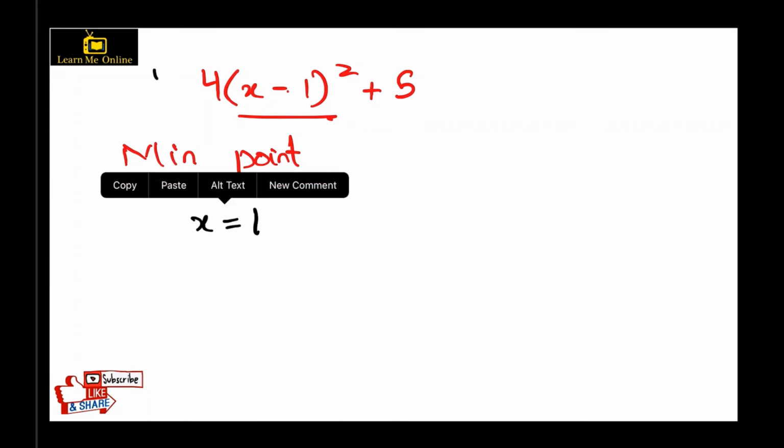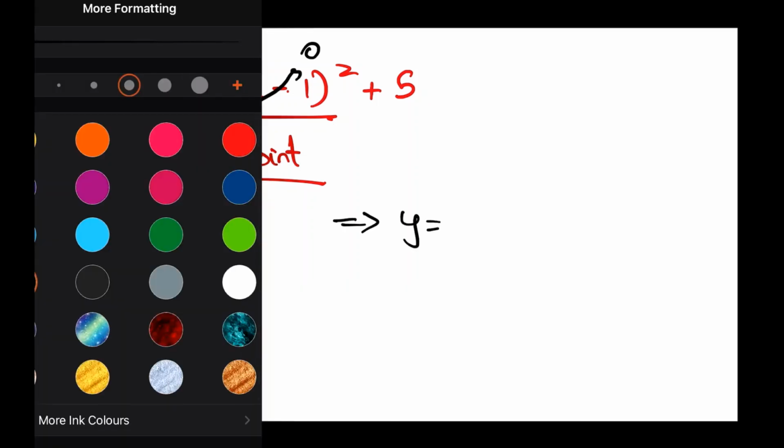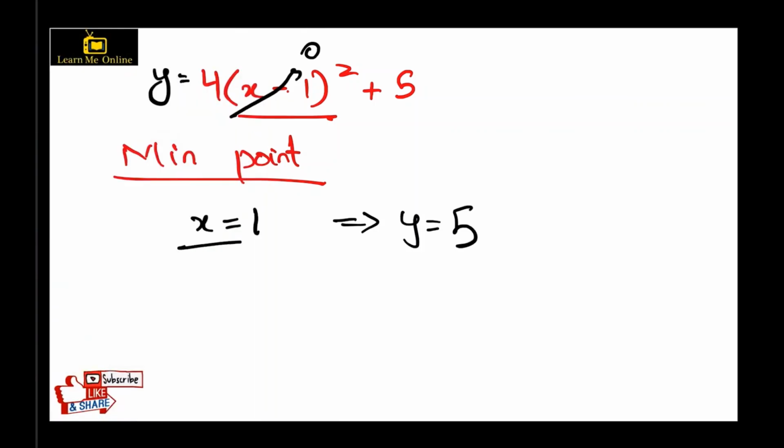We'll be writing this now: y equals, because taking x equals 1 will make the whole bracket equal to 0, and 0 times 4 is still 0. So you will get the y value from here as just 5. So you'll be getting 5 as the y value if you're taking x equals 1. Writing them down in point coordinate form would be 1 and 5. So the video is all about how to do quadratic factorization by using the completing square method, and we have also looked at how to find the minimum point or the turning point after the factorization.